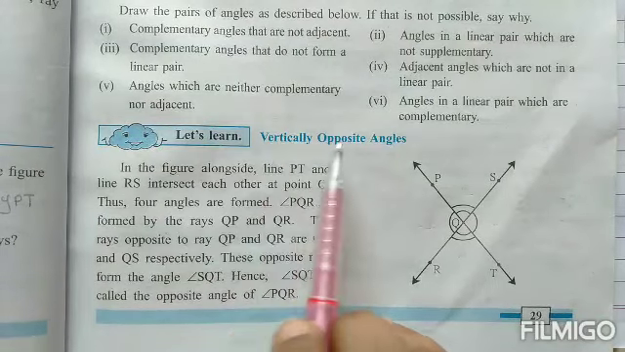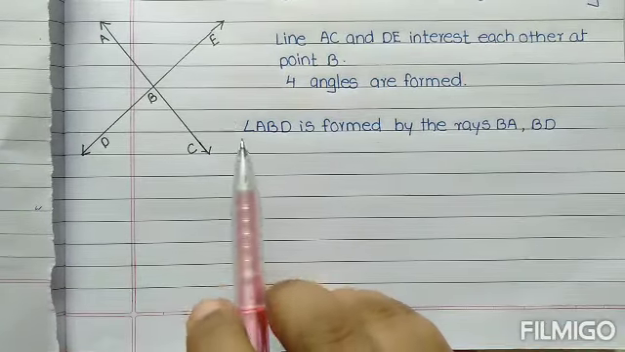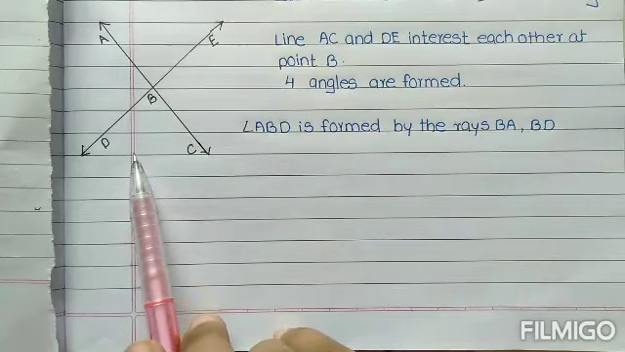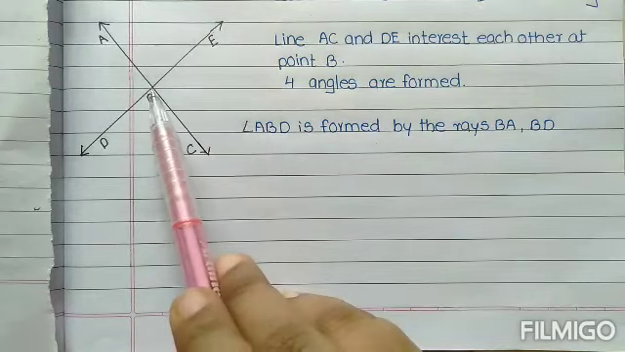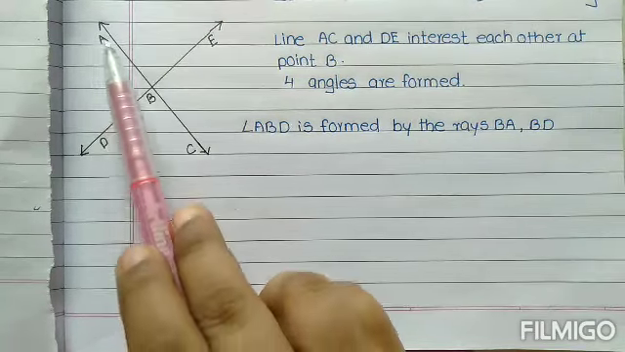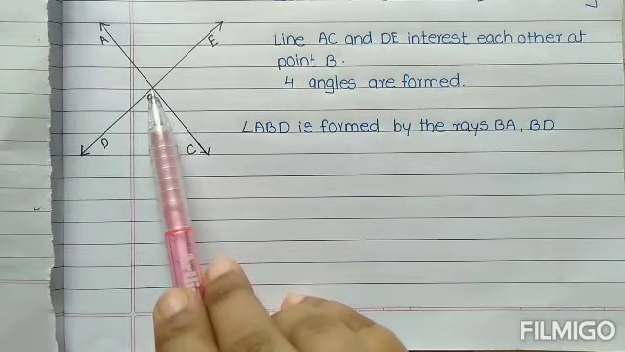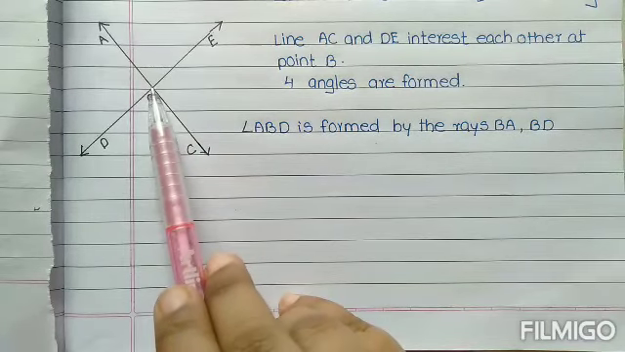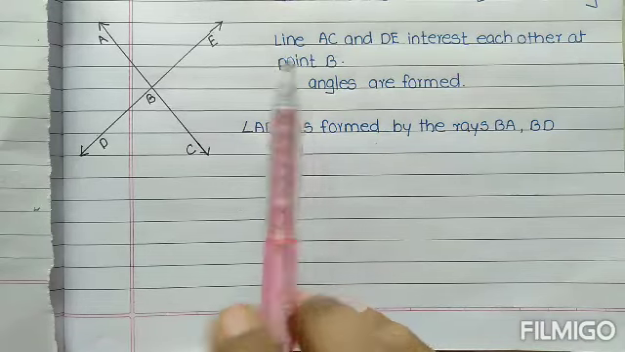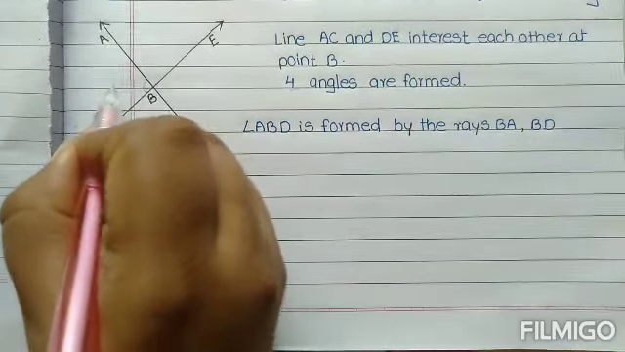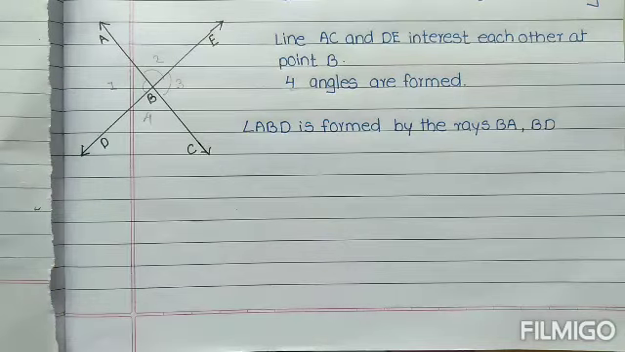Let us start with vertically opposite angles. Observe the figure carefully. Line AC and line DB intersect each other at point B. Line AC and line DE intersect at point E. When two lines intersect at a single point, we get four angles. How many angles? Four angles. This is the first, second, third and fourth angle.